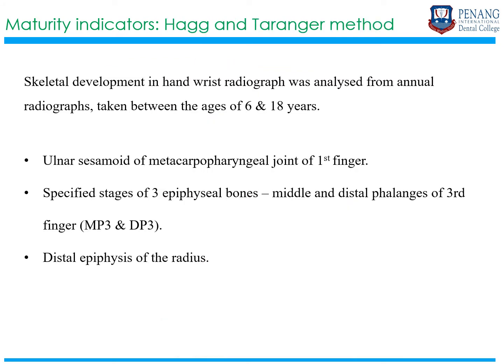The fourth and final method we will be discussing is the Hägg and Taranger method. Here, the skeletal development was analyzed from annual radiographs taken between the ages of 6 and 18, and three different bones were studied. One is the ulnar sesamoid of the metacarpophalangeal joint of the first finger, that's the thumb, and also three epiphyseal bones, one in the middle and distal phalanges of the third finger, and the third was the distal epiphysis of the radius.